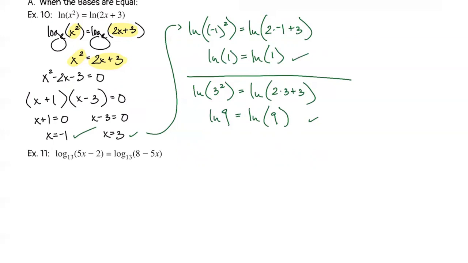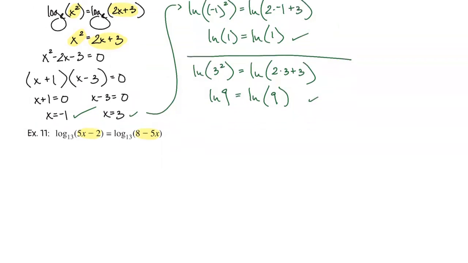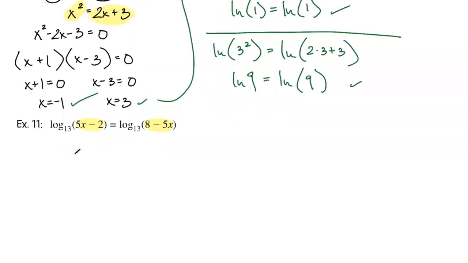No. Okay. And so the thing I really want our eyeballs to zoom in on is on the left-hand side, I have log base 13, and on the right-hand side, I also have log base 13. Since the bases are the same, I can set the two things that are being log base 13 equal to each other. And when we do that, we'll get 5x minus 2 equals 8 minus 5x. All right, what do we want to move where?